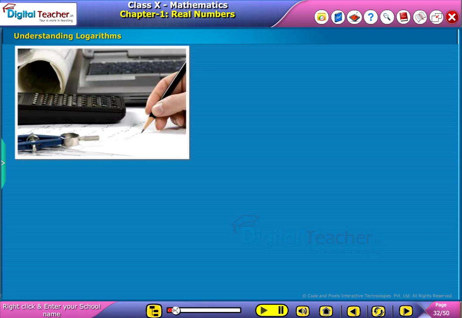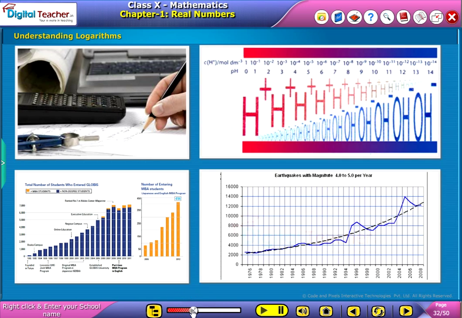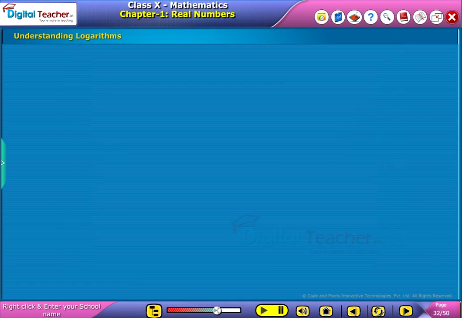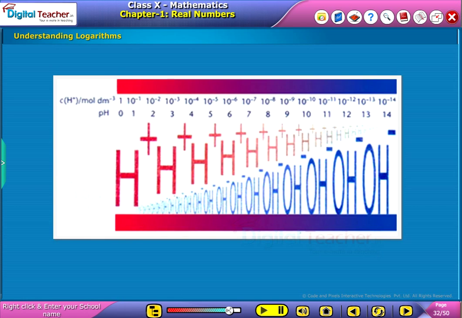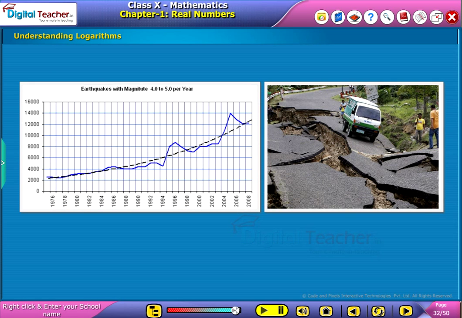Usage of logarithms is in calculations of engineering, science, calculating compound interest. Logarithms are used for all sorts of calculations in engineering, exponential growth and decay, pH value in chemistry, measurement of the magnitude of earthquakes, etc.